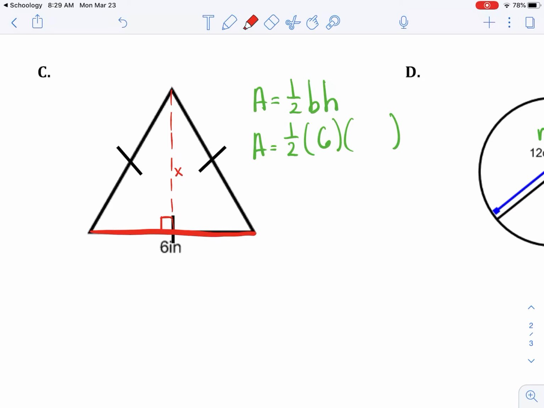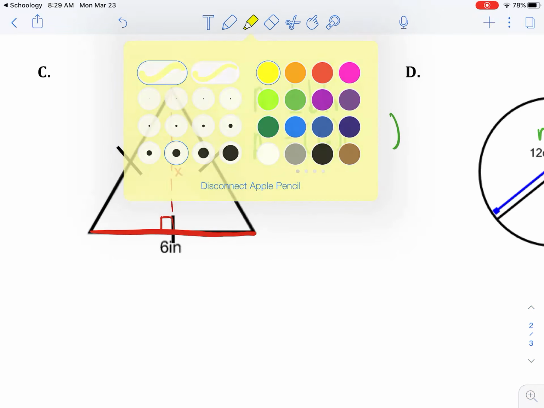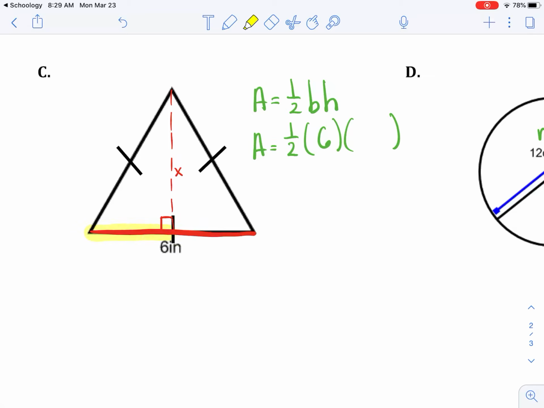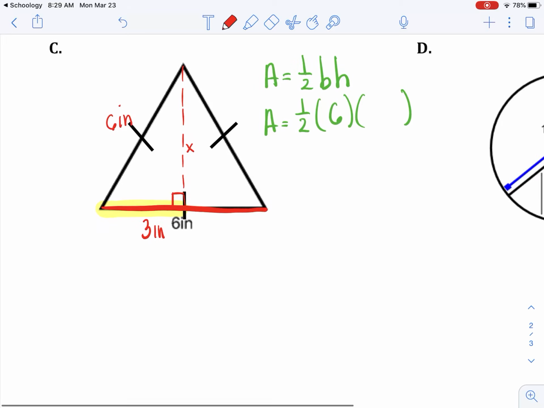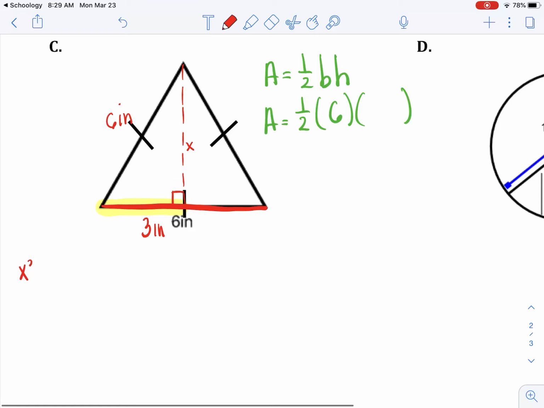Now there are a couple ways to get this height. If I asked you, how long is this piece right here? Hopefully you would say 3. The reason I know it's 3 inches is because this is an equilateral triangle, and the altitude that I just dropped also is a median. This right here is 6 inches, and then I can use Pythagorean theorem to find x.